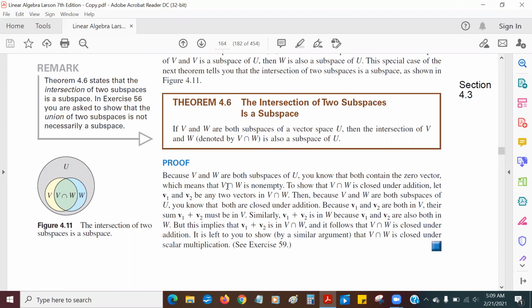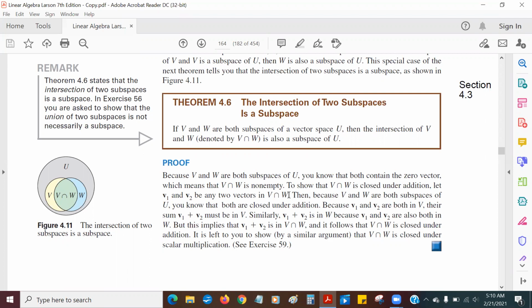Anyway, the fact that they both contain a zero vector means that V intersect W, the green little football there, is non-empty, because a subspace can't be empty. Now we've established that there are 10 qualities of a vector space, but when we have a subset, if we can show that subset is non-empty and it's closed under vector addition and scalar multiplication, that's going to be enough to show that subset is indeed a subspace.